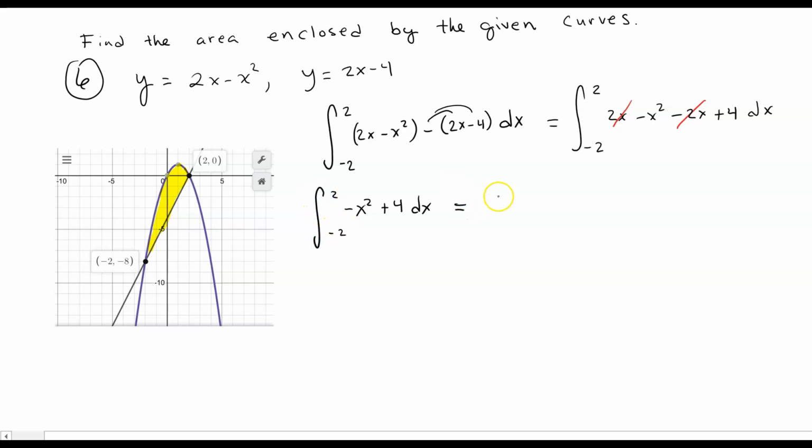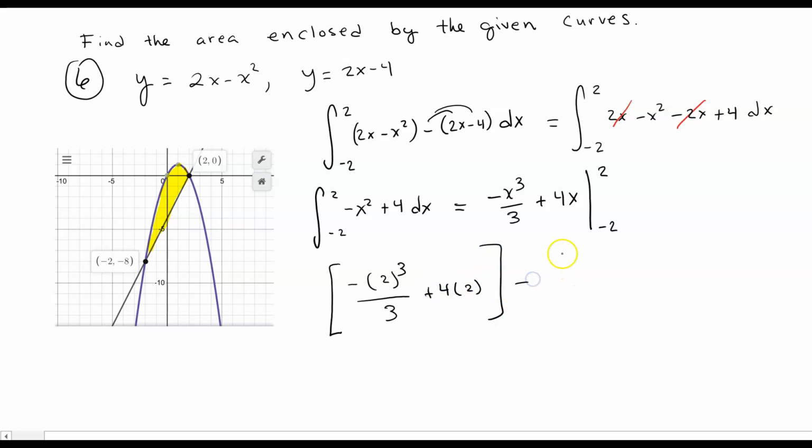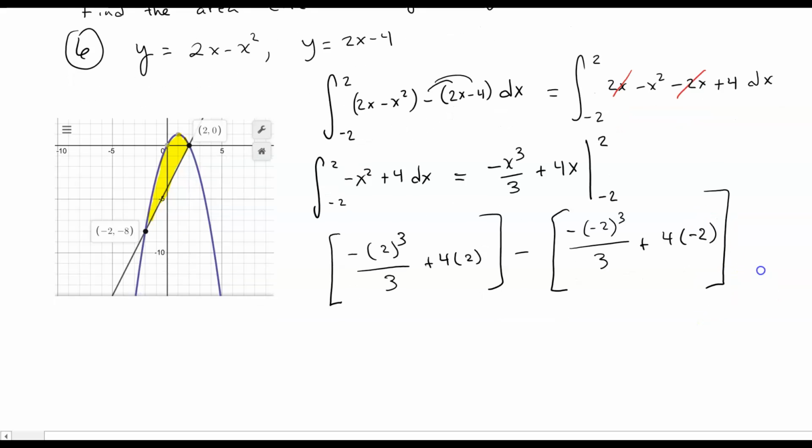Okay, so now we're ready to take the antiderivative, and that is we get a negative x cubed over 3 plus 4x, and again we're evaluating from -2 to 2. And so what we do is we plug in these values. So let's take a look. We have a negative 2 cubed over 3 plus 4 times 2 minus, and in this case, I'll put the square bracket again, just to stay consistent, a negative -2 cubed over 3 plus 4 times -2. We get something that looks like that.